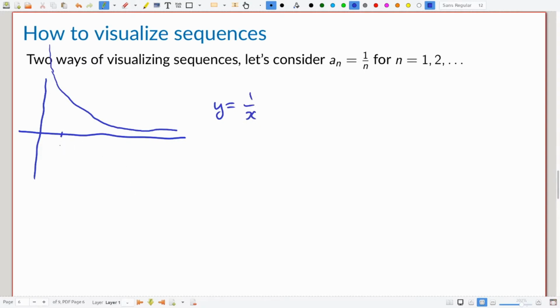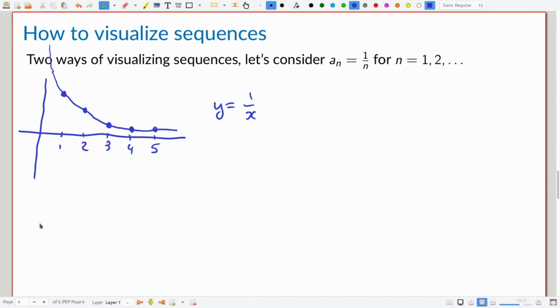And then we take a look at where the integers are. And then we get the corresponding dots here for my sequence. Right, so the first value of my sequence is given by that first dot. The second in the sequence is the second dot. Third in the sequence is the third dot. Fourth in the sequence is this dot. Fifth, etc.